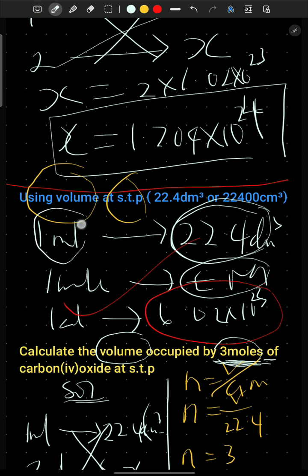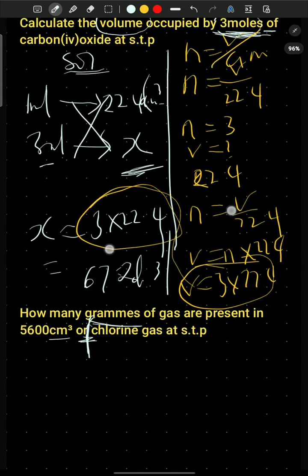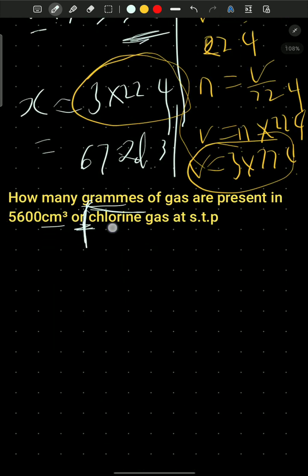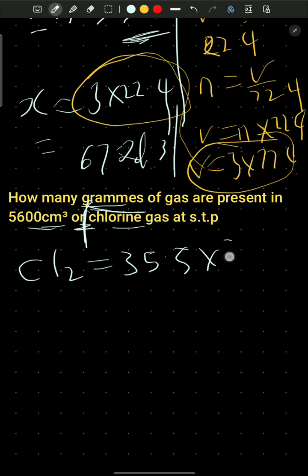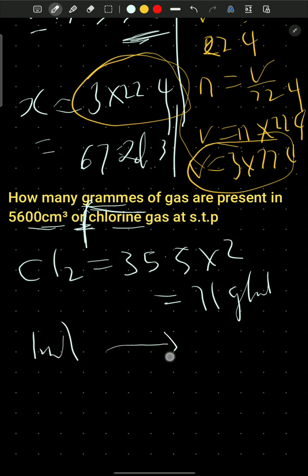I've told you that if 1 mole is equal to 22.4 dm cube, then 1 mole as well should be equal to the exact molecular mass. So it means the exact molecular mass of any substance should give you 22.4 dm cube. Because we are doing molar mass and volume, that's what we're going to do. Don't forget that chlorine gas is Cl2, and it means 35.5 times 2, which is equal to 71 gram per mole. So instead of saying that 1 mole of chlorine gas will give me 22.4 dm cube, because this volume is in centimeter cube, I'm going to use the centimeter cube version, which is 22,400.